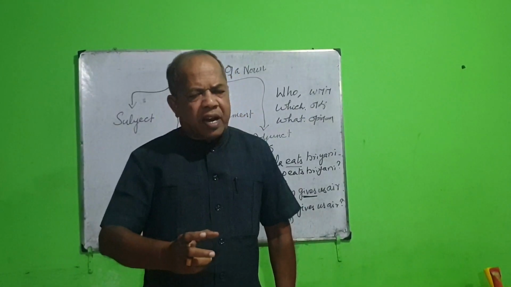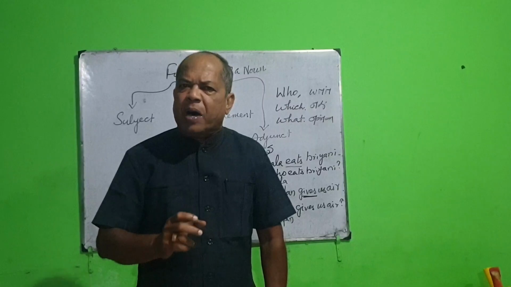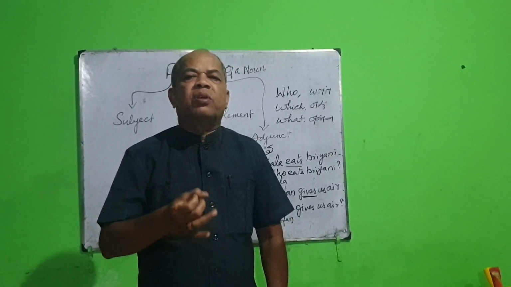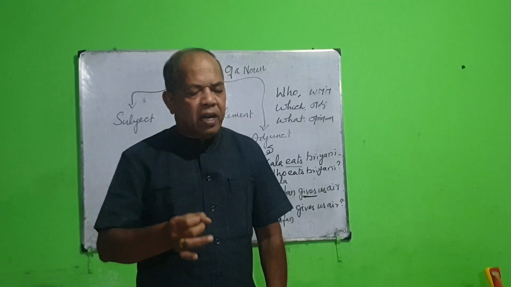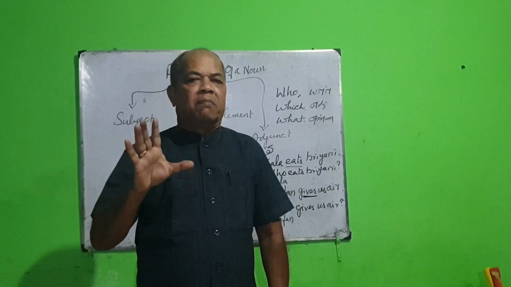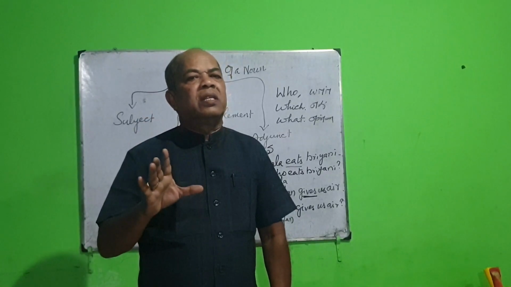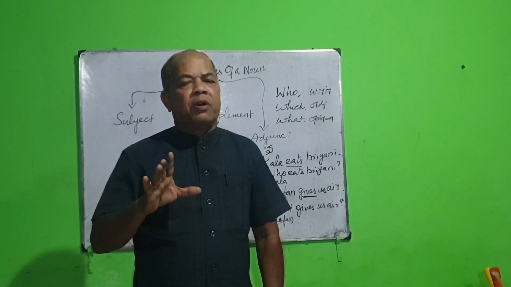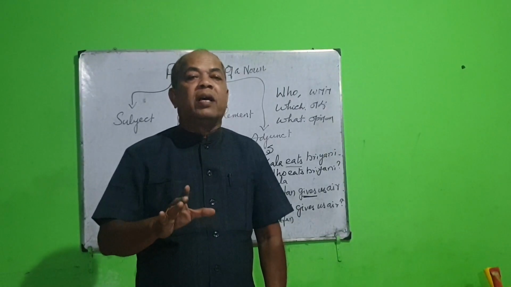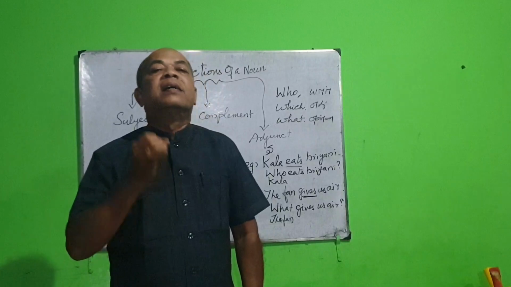Now, in both sentences, Kala is the name of a person and fan is the name of a thing. So the name of a thing or the name of a person can act as subject. This way we have proved that a noun can come as a subject.